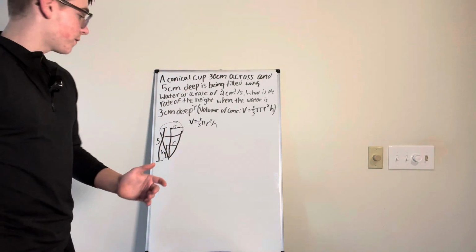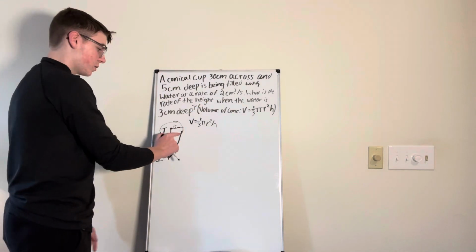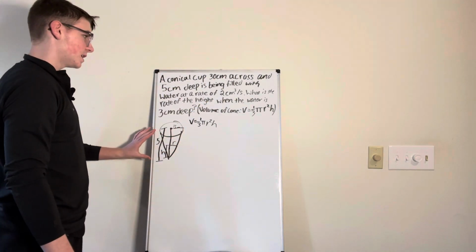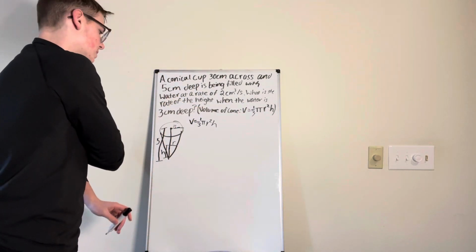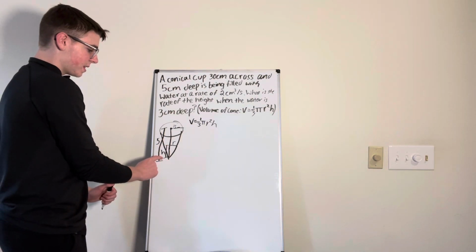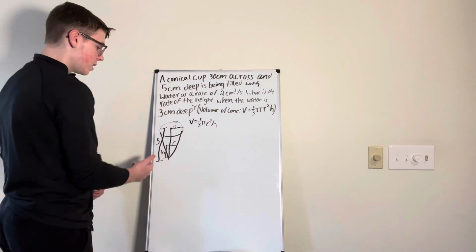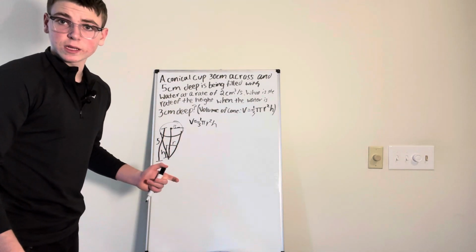So for our little graph here, this is 30 centimeters across, meaning the diameter is 30 centimeters, so I just put the radius as 15, and it's 5 centimeters deep. And then we can't graph that 2 centimeters cubed is what is being filled. But then we're saying, okay, this is the water level here. This would be the height, which would be like 3 centimeters. And then here would just be the radius of the water. We might be able to use that calculation later.